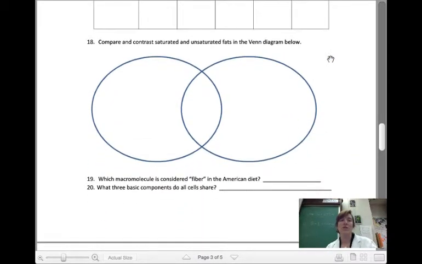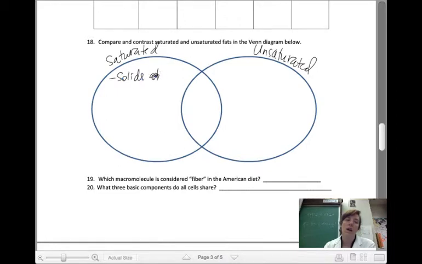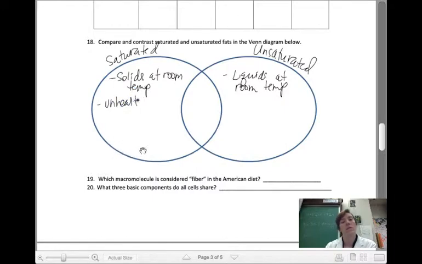So it says compare and contrast saturated and unsaturated fats. So this is a really good question. So let's put saturated fats over here, and let's put unsaturated fats over here. So what we know about saturated fats is we know that they are solids at room temperature, whereas unsaturated fats are liquids at room temperature. We also know that saturated fats are unhealthier, whereas unsaturated fats are healthier for you.